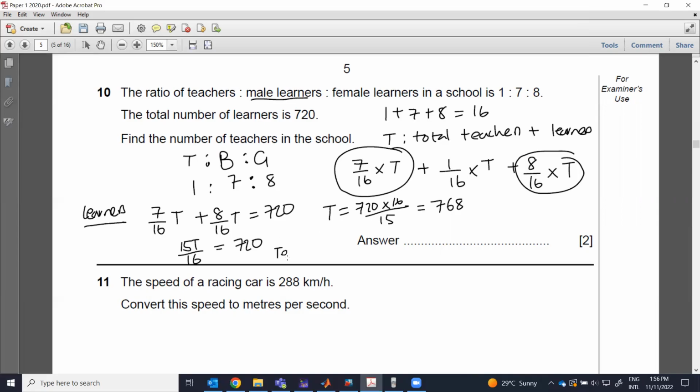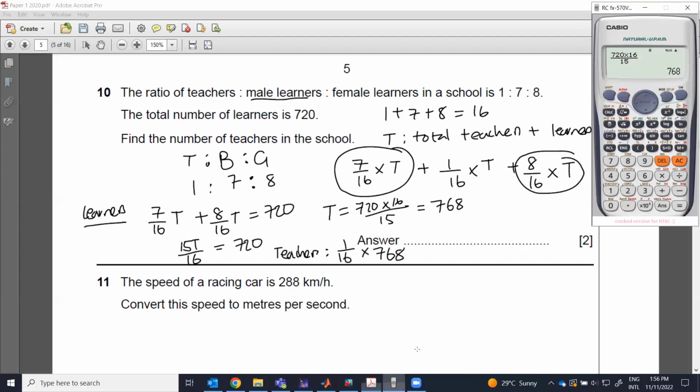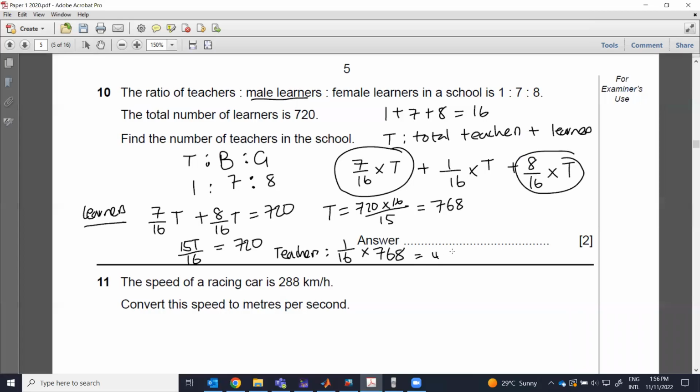And now for the teachers, we say 1 over 16 times 768. Okay, this gives us 48. So there's 48 teachers at the school.